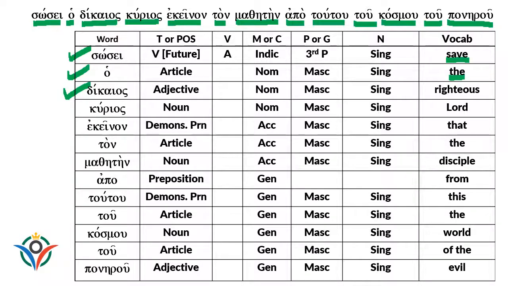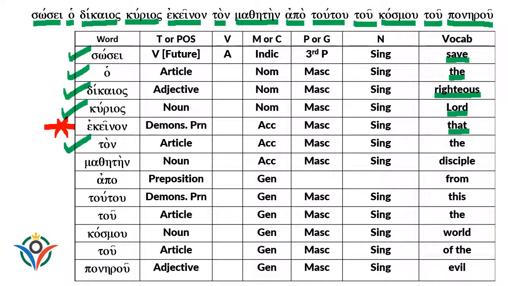Then we have dekaios, which is an adjective, also in the nominative case, masculine singular, and that means righteous. Then we have kurios, which is a noun, nominative masculine singular, which we translate as Lord. All right, then we have our first demonstrative pronoun, which is ekenon. It's in the accusative case, masculine singular. Because it's singular, we translate it with that.